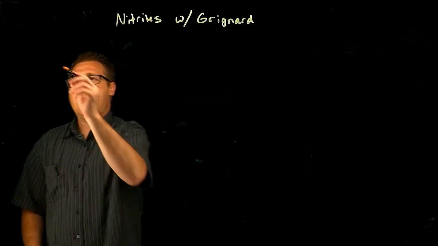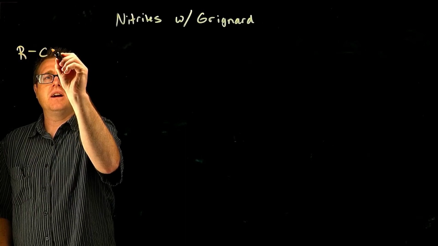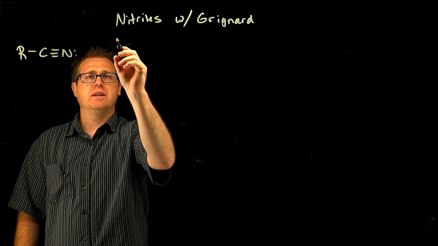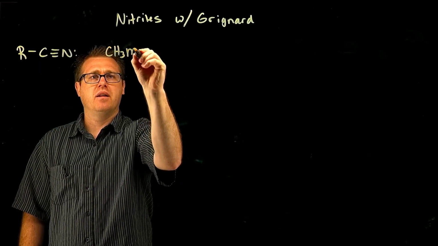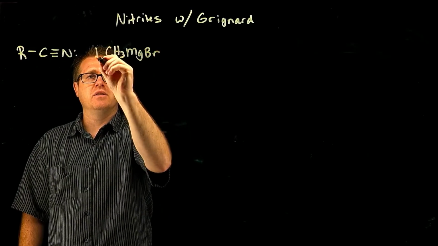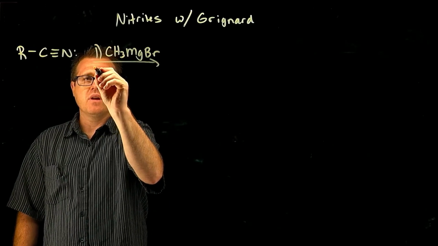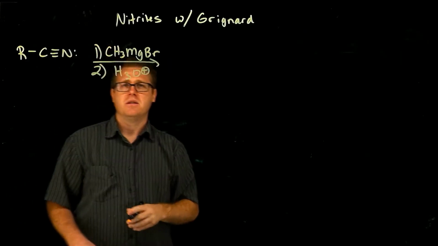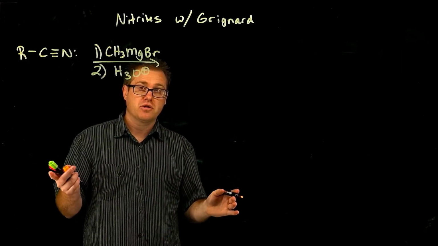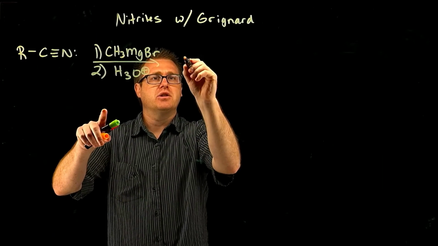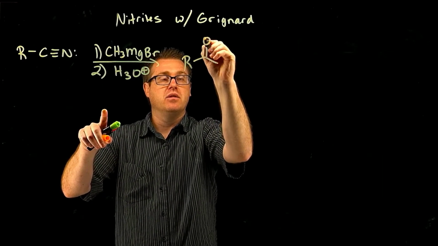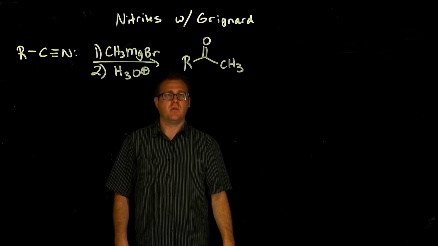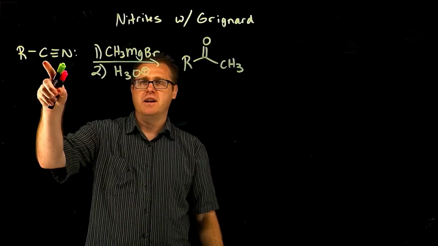Now we're going to take a look at a reaction of nitriles with a Grignard reagent. So let's treat it with a Grignard reagent that looks like this. And then step 2, we have a acidic workup. What is our overall transformation here? It is going to be the ketone. That is the overall process when you are treating a nitrile with a Grignard.